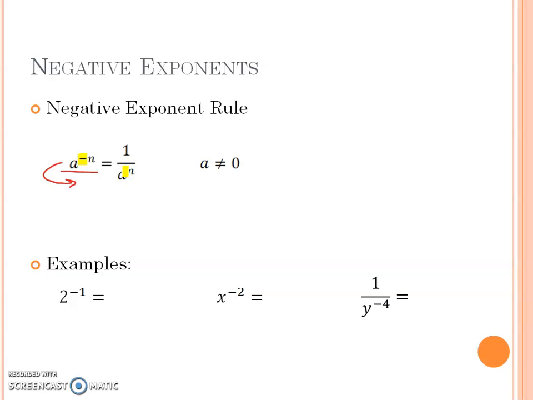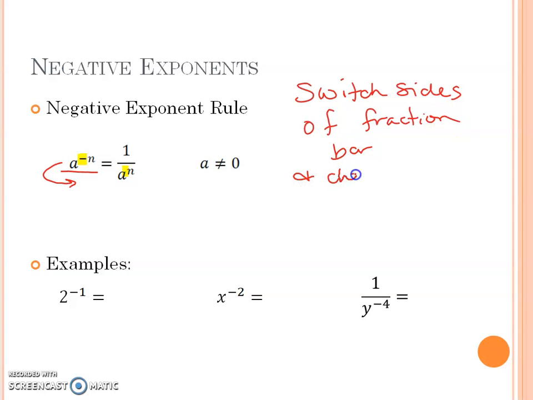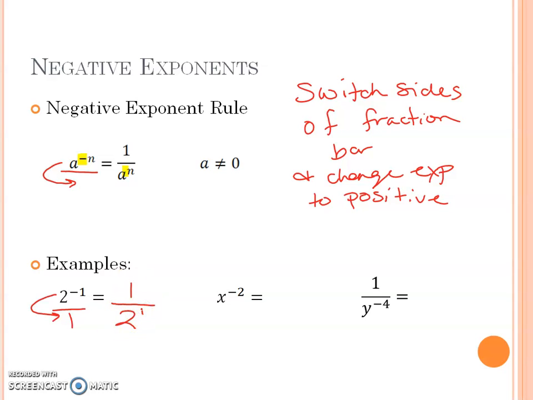So your rule for this, your negative exponent rule, is going to be to switch sides of the fraction bar and change the exponent to positive. So when you guys switch sides, it's going to change that to a positive. So if I have a 2 to the negative 1 power, negative exponent means I need to move it to the bottom. Since there's nothing on top, there's always a 1 up there. So that becomes a 1 over 2 to the first power, and 2 to the first power is just 2. So it's just 1/2. Okay?